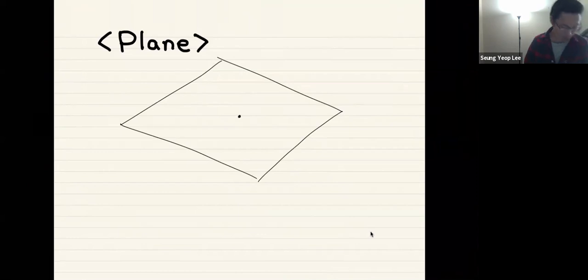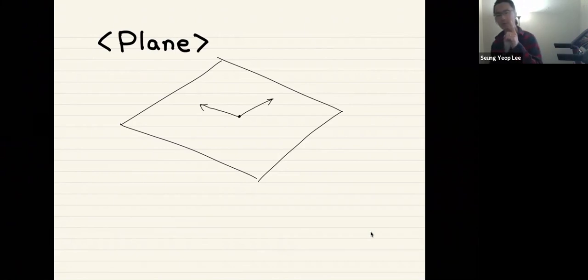You can pick one point in the plane, and then you can draw some vector inside the plane, right? You can draw another vector inside the plane. So plane is not determined by a single vector, right? Because you can draw two different vectors inside the plane. But still, I claim that the direction of the plane can be obtained by a single vector.